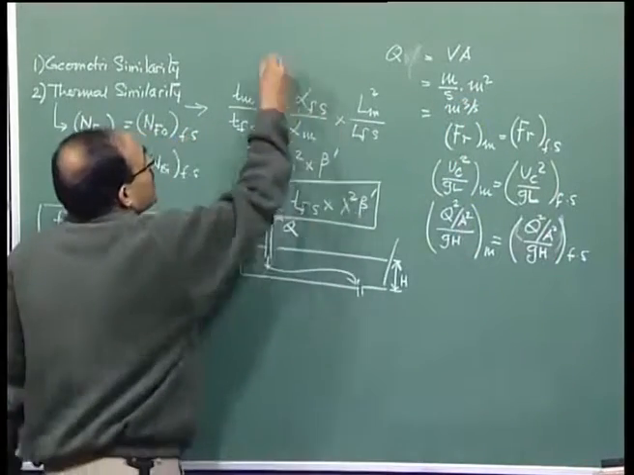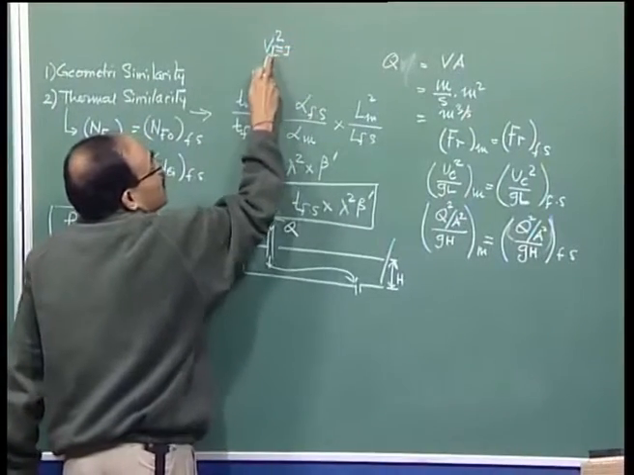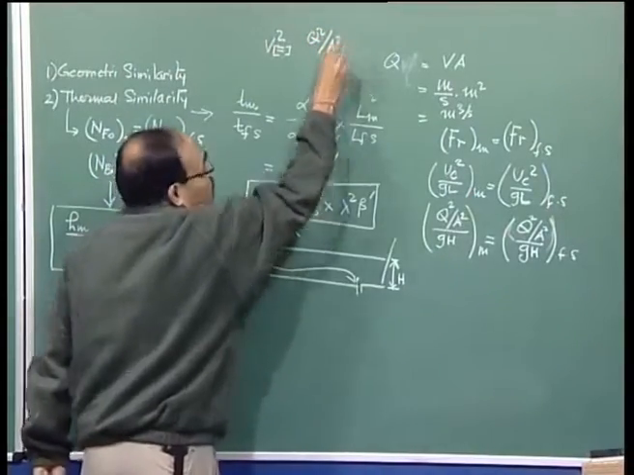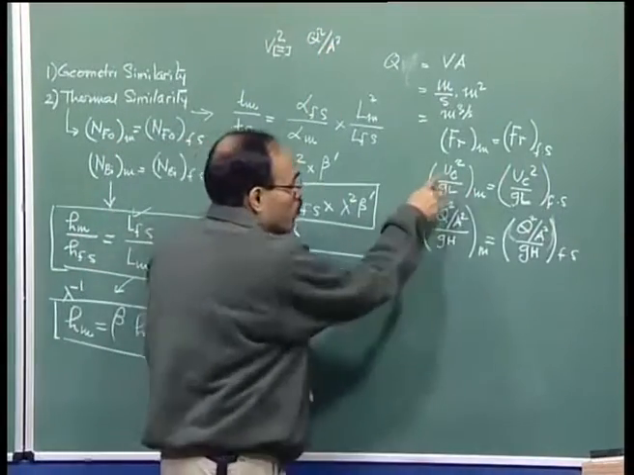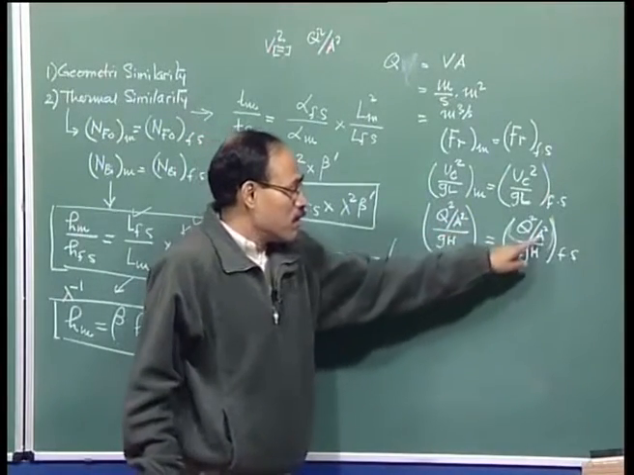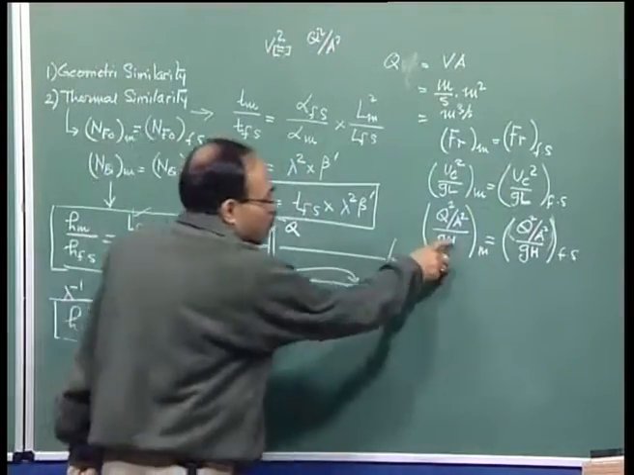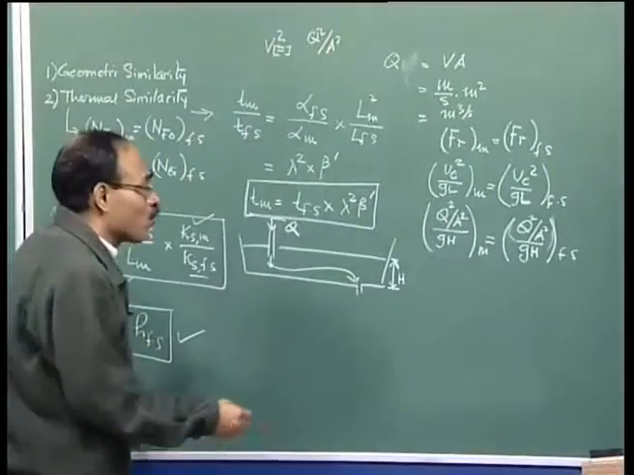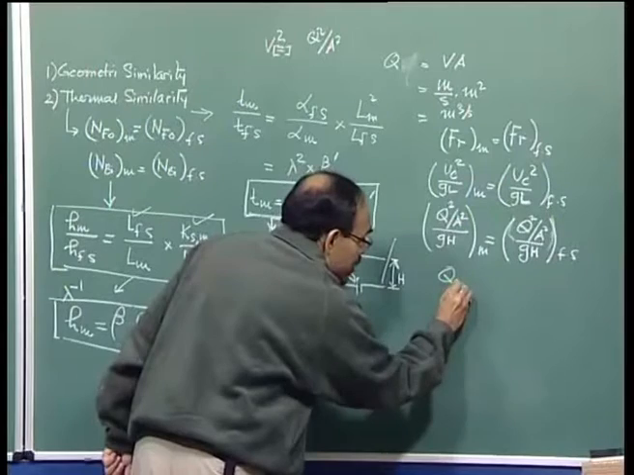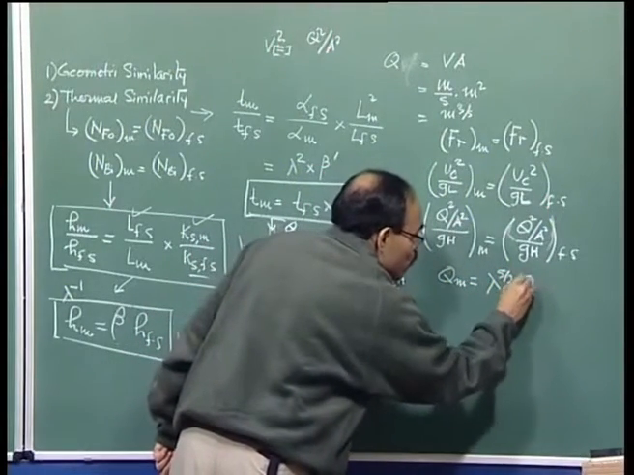So, therefore, we can say V square has a dimension. This is the equality of dimension, that means dimensionally V square is equal to Q square by A square, and that is what I have basically written, that Uc square is equal to Q square by A square. So, A square model divided by A square full scale is equal to lambda to the power 4, H model by H full scale is equal to lambda to the power 1, and that it is equal to 2. So, therefore, I can say this equation will follow very easily, that Q model is equal to lambda to the power 5 by 2 into Q full scale.